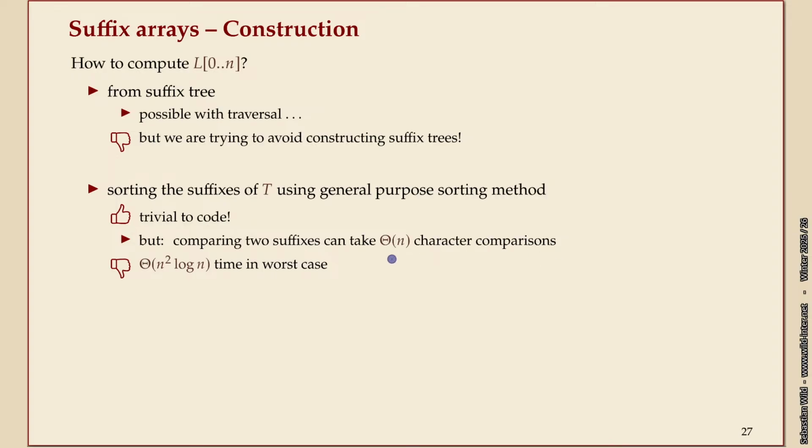Now, in the worst case, each comparison can be expensive. And so the best we can say as an upper bound, and even in the worst case, it'll be achieved, is n squared log n time to construct the suffix array. That's in a way even worse than the stupid construction of the suffix tree when you insert the suffixes one after the other. So we've managed to make things even worse.